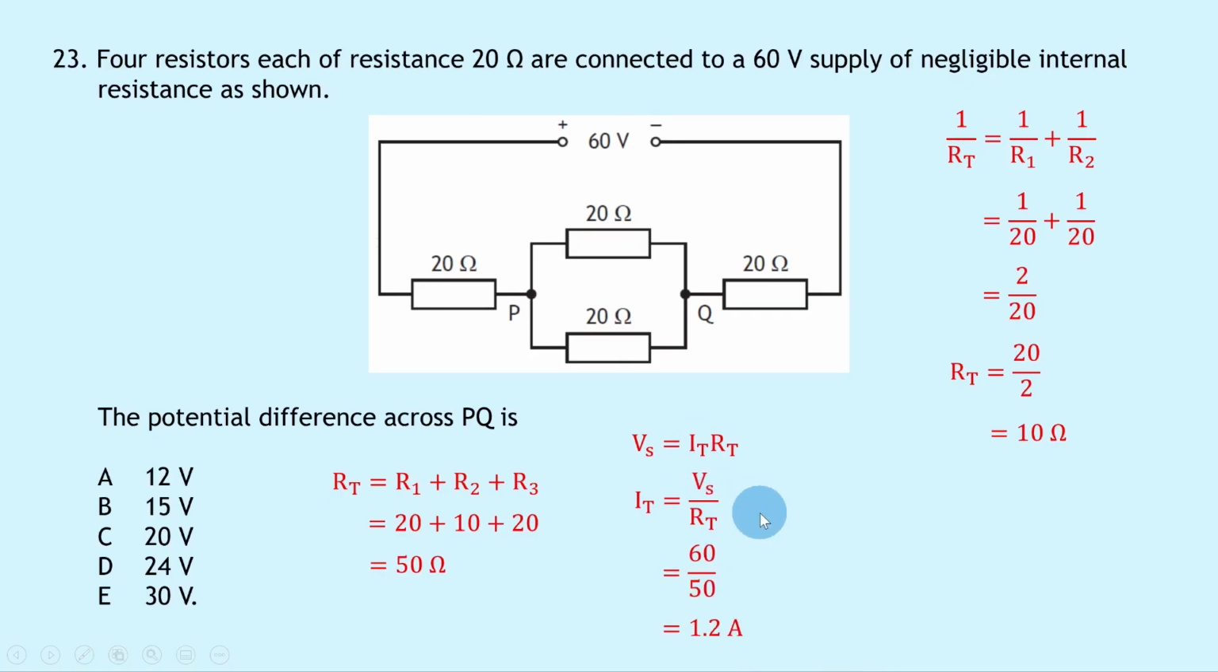And lastly, we just need to use V equals IR again to find the voltage across PQ. So we can say VPQ equals IT times RPQ, because the total current will be flowing through this. So remember, we found the resistance combination here to be 10 ohms, and we now know the current that's going to be flowing through that 10 ohm resistor. So we have 1.2 for the current times 10 ohms, which gives us 12 volts. So the answer here is A.